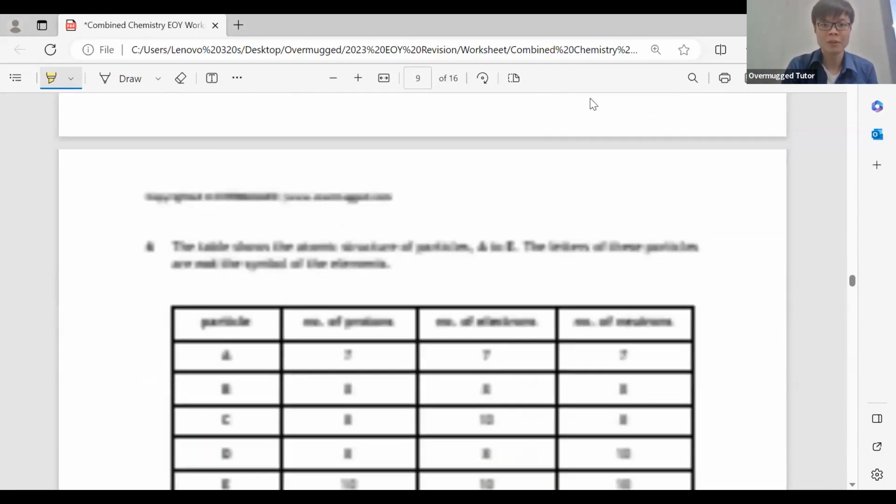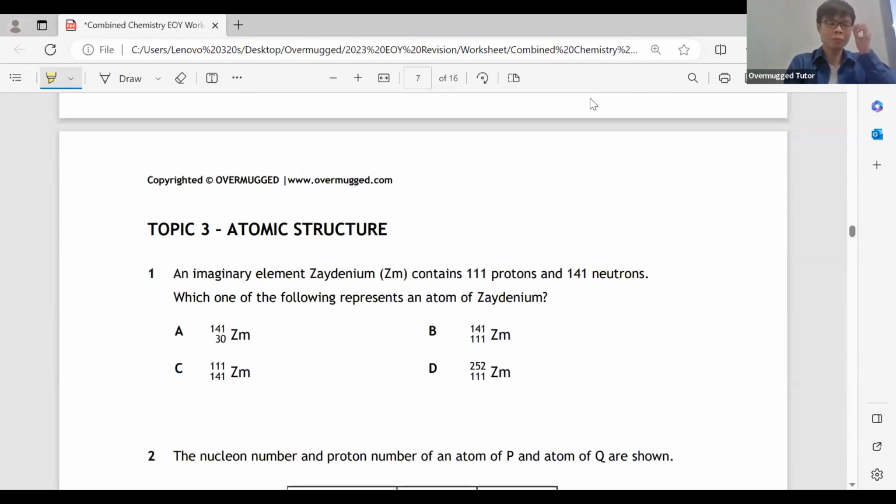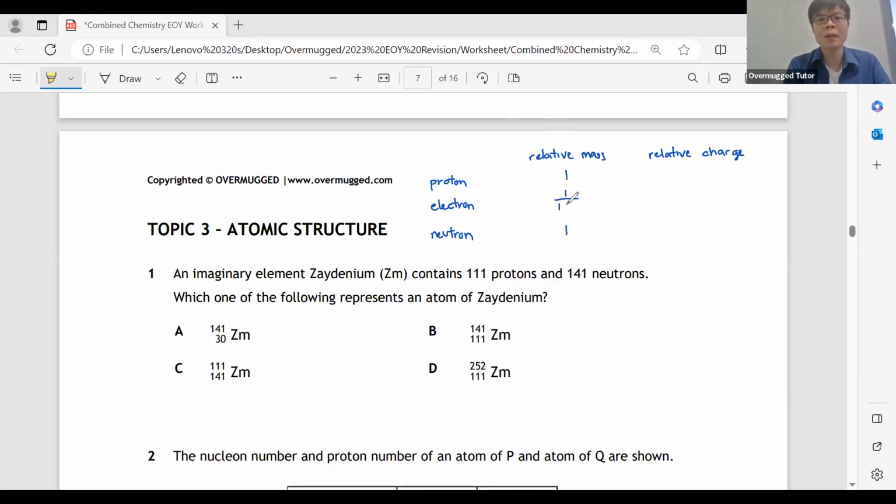Okay, now we go back to chapter 3, atomic structure. Okay, so in your atom, there are three things. We have proton, electron, neutron. And then what do you need to know? You have your relative mass and relative charge. Okay, your relative mass of proton will be 1, neutron will also be 1. Electron is very light, it's 1 over 1840 or 1836, both accepted. Relative charge of proton will be plus 1. Electron will be minus 1. So protons are positively charged particles, electrons are negatively charged particles. And neutron means neutral, zero charge.